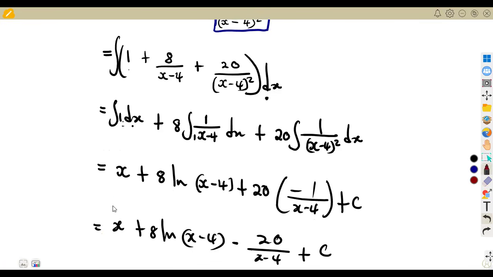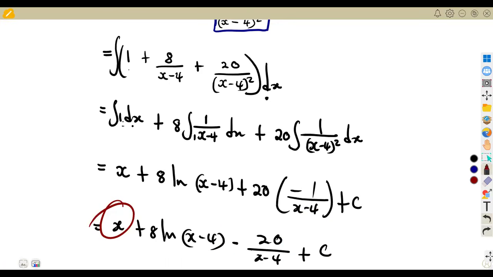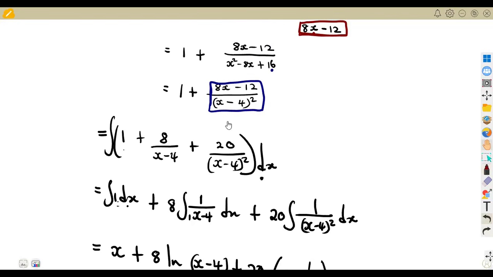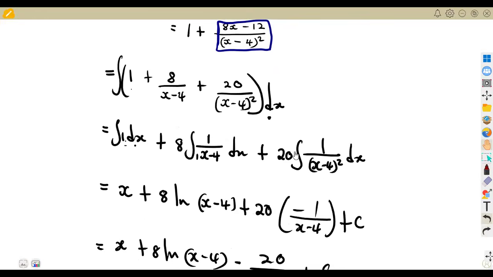So these are the terms that you are supposed to have in your final answer. It's not about the order, because maybe you rearranged this in different ways. Maybe you started with this, right, and ended up with the x minus 4. It's up to you. The order is up to you, okay? But that is how you play around with a repeated linear.